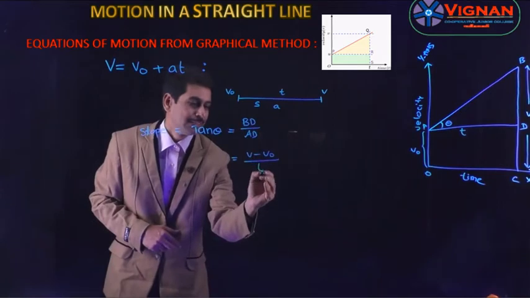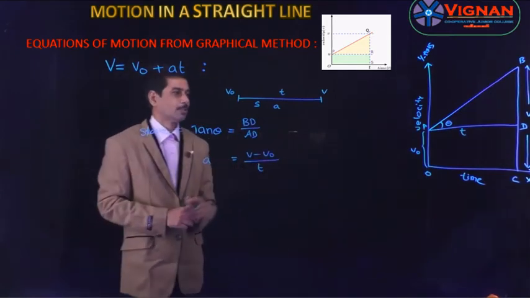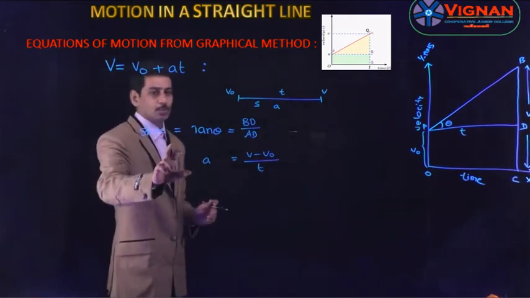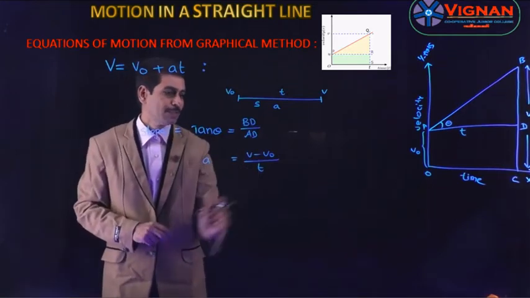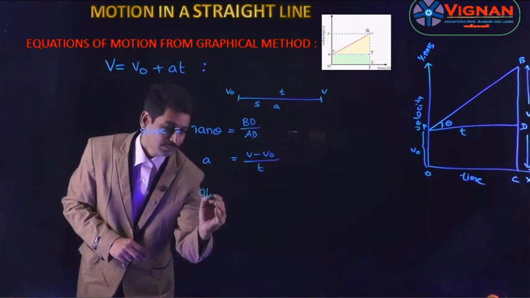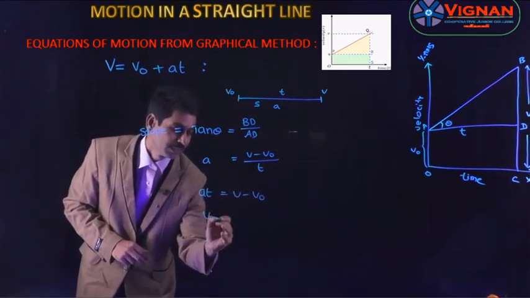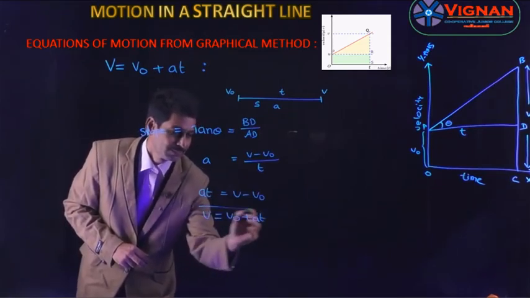So AD is t, and the slope is the y coordinate by the x coordinate. The slope of the velocity time graph gives acceleration. So the slope, that is tan theta, is the acceleration. Acceleration A is equal to V minus V naught by t. On cross multiplication we get AT is equal to V minus V naught, and from this we get V is equal to V naught plus AT. So this is the first equation.